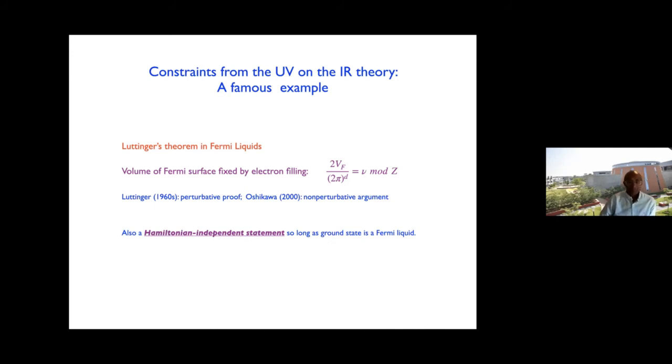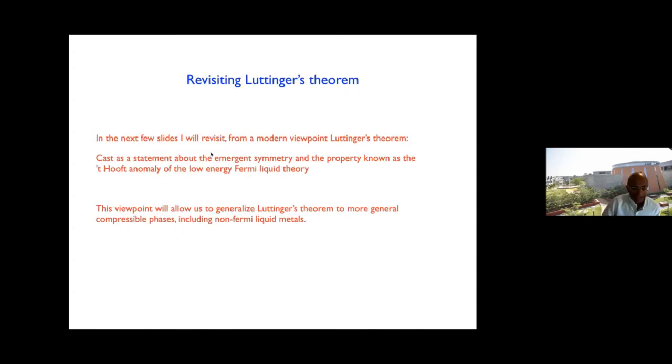So in the next few slides, what I'm going to do is revisit Luttinger's theorem from a modern point of view. I'm going to cast Luttinger's theorem as a statement about the emergent symmetry and the property I've mentioned, known as the 't Hooft anomaly, of the low energy Fermi liquid theory.